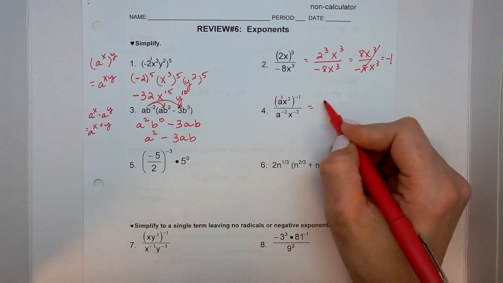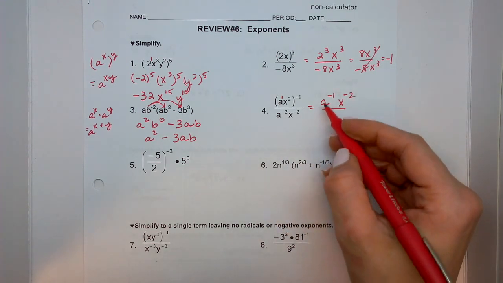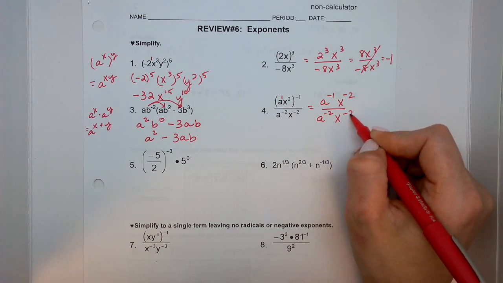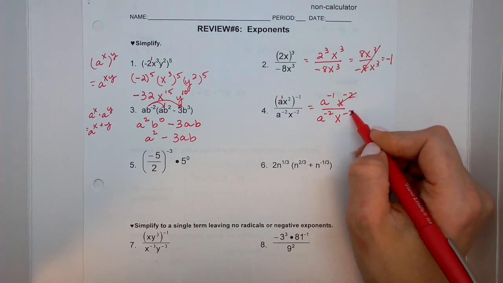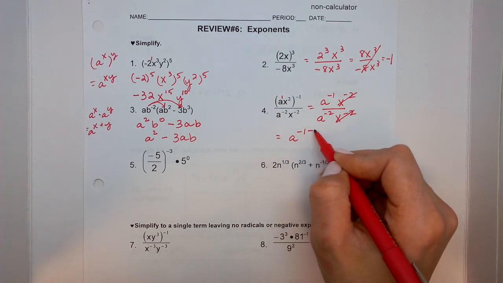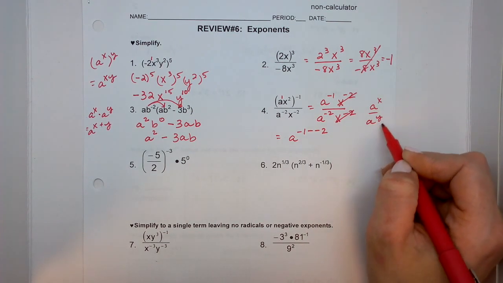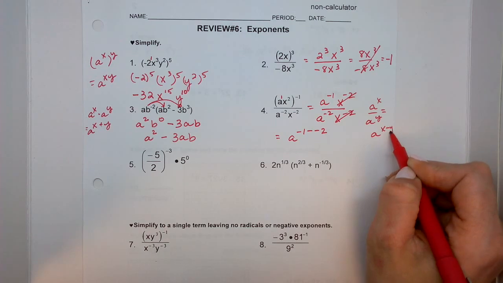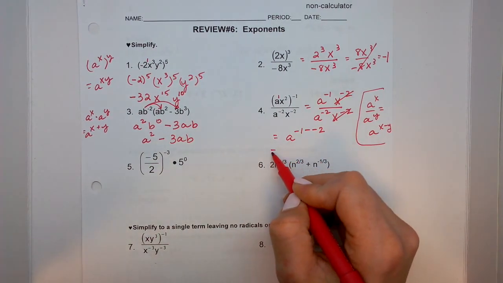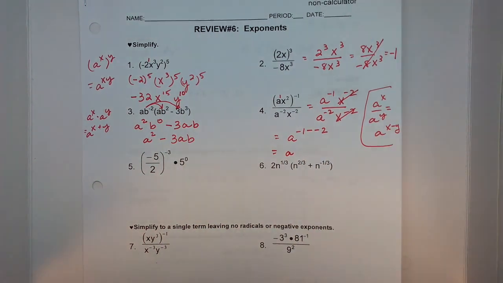Okay, on number 4, again, I'm multiplying inside the parentheses, so I want to raise each power to the exponent negative 1. So I multiply. So I have a to the negative 1, x to the negative 2, divided by a to the negative 2, x to the negative 2. Well, the x to the negative 2's cancel out, and I'm left with a to the negative 1 minus negative 2. This is your rule, a to the x over a to the y is equal to a to the x minus y. You subtract the exponents if you're dividing and you have the same base. So negative 1 plus 2 is positive 1, and that's my answer, a to the 1.